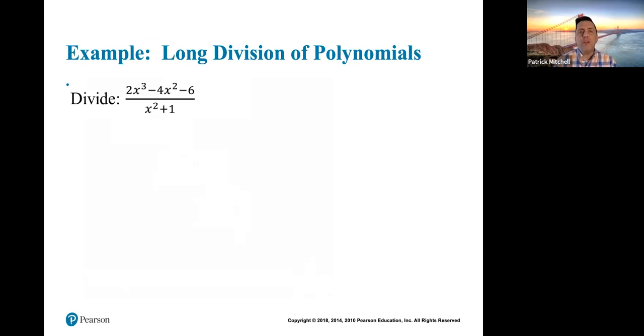Notice that both the dividend and the divisor have a missing term. Neither one of them has an x term. So when you're doing long division, it's a really good idea to put a placeholder wherever there's a missing term. So I'm going to go ahead and show you how I have this set up. And then I want to encourage you to pause the video and try to do this one. Here we go.